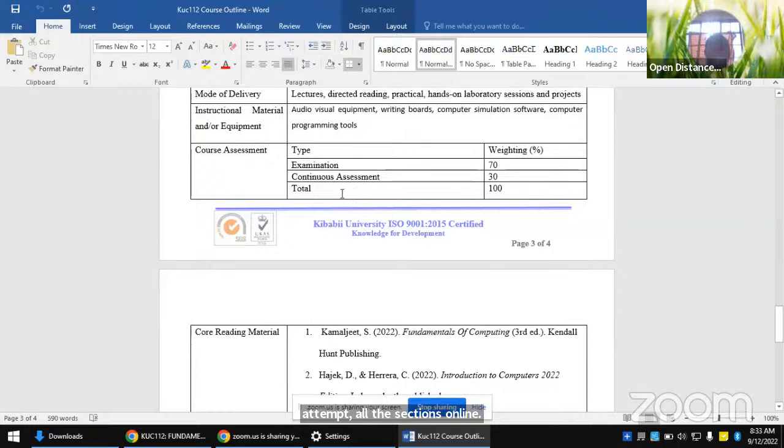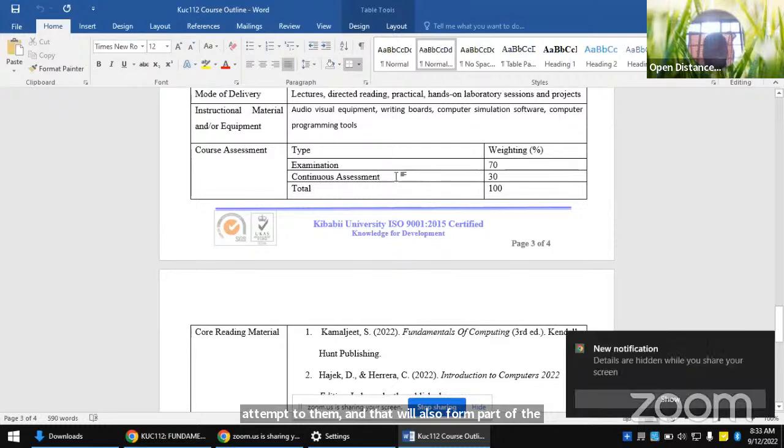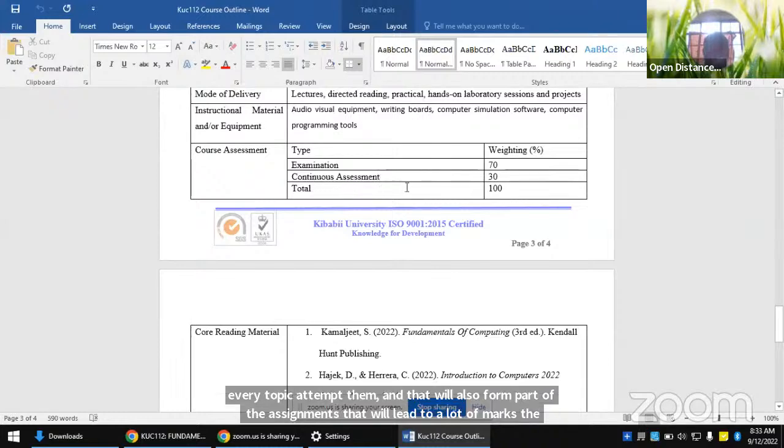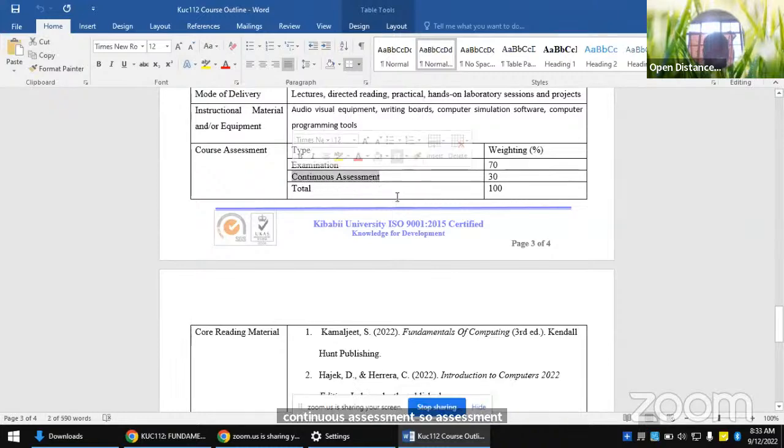So when you go to the assessment section in your LMS in every week, you will get some questions at the end of every topic. Attempt them, and that will also form part of the assignments that will lead to award of marks in the continuous assessment. So continuous assessment is that we'll have two cuts which are online.